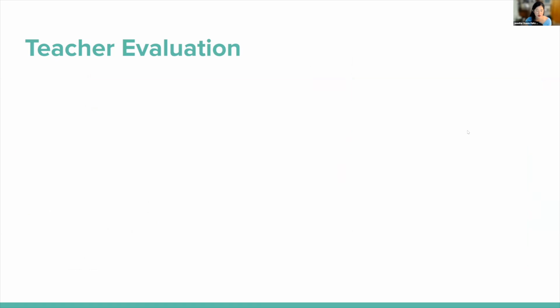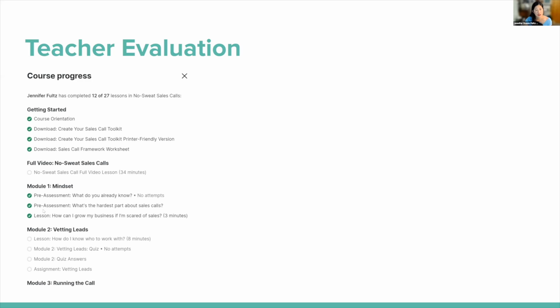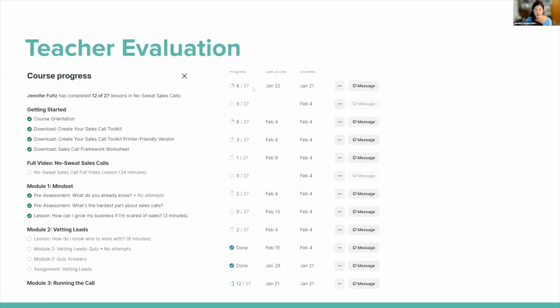The other option you can have is teacher evaluation. And some of these options will be good upsells that you can add on to your course. So you can always look in your course platform and you can see, either individually or as a class, how many modules they've completed. Again, completion rate is not the most accurate measure of progress, but it is something.